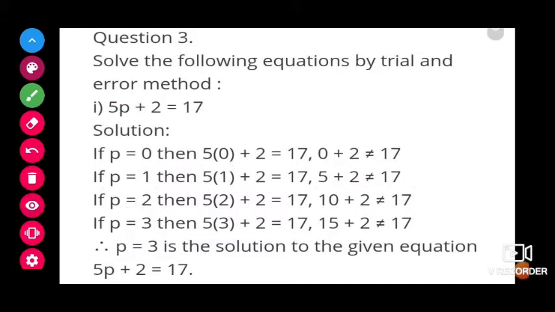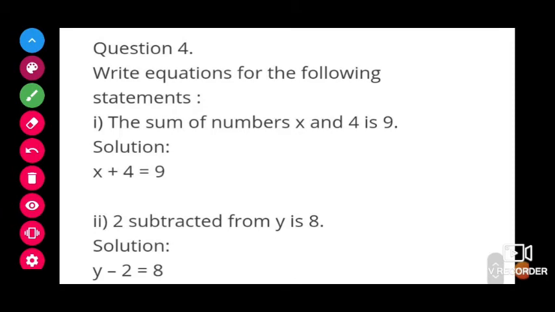Okay, next. Question number 4. Write an equation for the following statements. This we already did. Two examples, same way. The sum of number x and 4 is 9. They have given it very clearly: x and 4 sum will be 9. So x plus 4 is equal to 9.